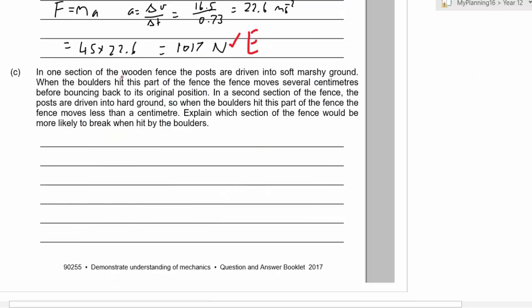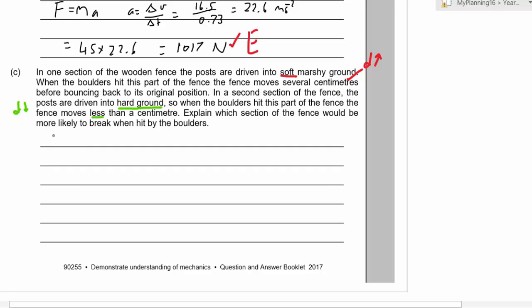In one section of the wooden fence, the posts are driven into soft, marshy ground. When the boulders hit, this part of the fence moves several centimetres, so d is larger, before bouncing back again to its original position. In the second section of the fence, the posts are driven into hard ground. So when the boulders hit, this part of the fence moves less, so d is smaller. Explain what section of the fence would be more likely to break when hit by the boulders.